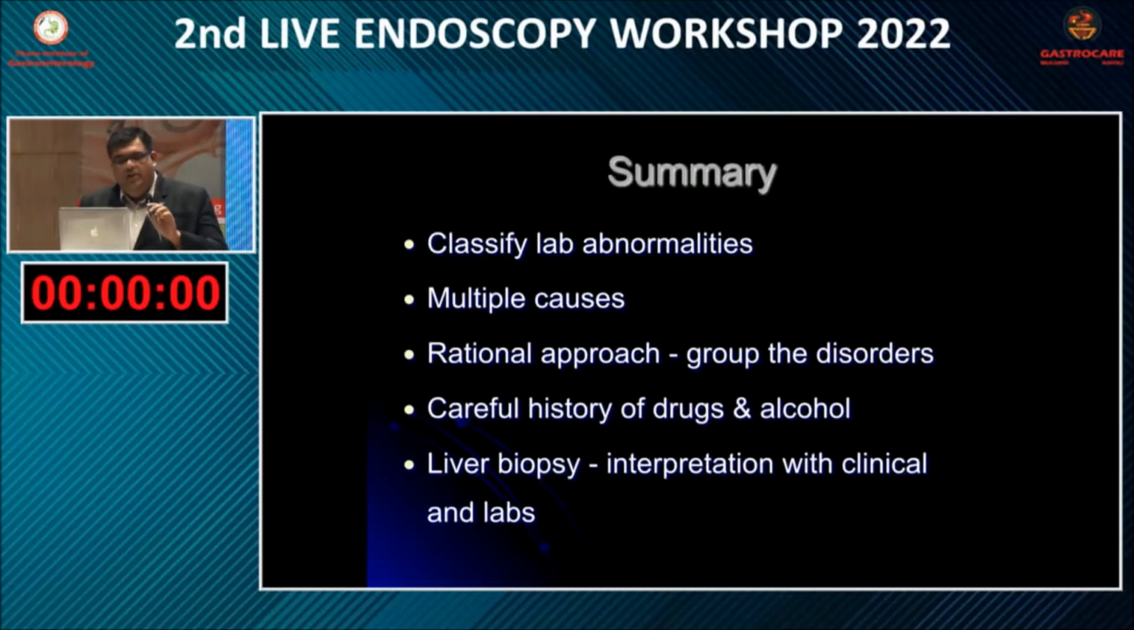So to summarize, my dear friends, we classify our lab abnormalities of liver biochemistry and we no longer call them the liver function tests. The causes are multiple, have to have a rational approach. Remember, you have to group the disorders into those 5 broad categories which we talked about, and based upon that, you make a diagnosis. Take a very careful history of drugs and alcohol, and liver biopsy has to be interpreted with clinical and laboratory parameters.